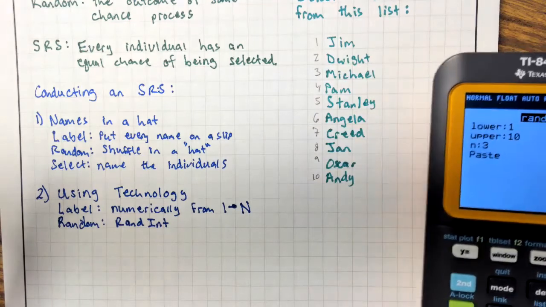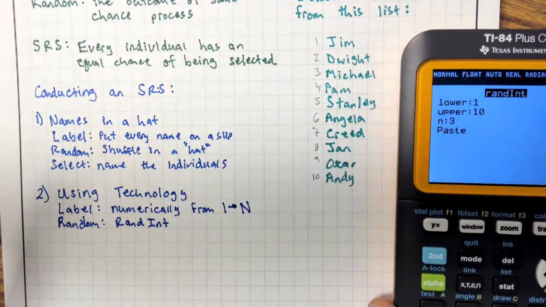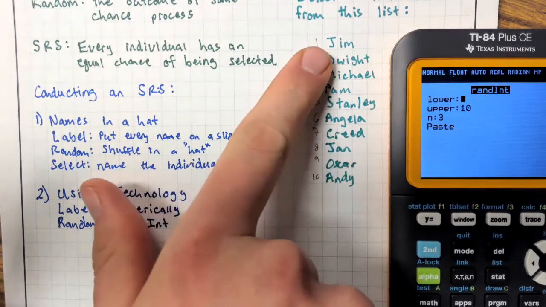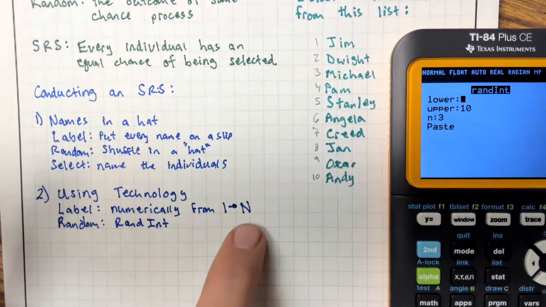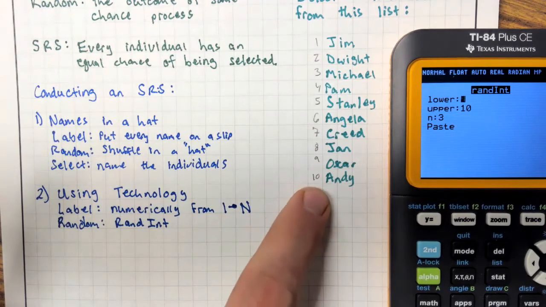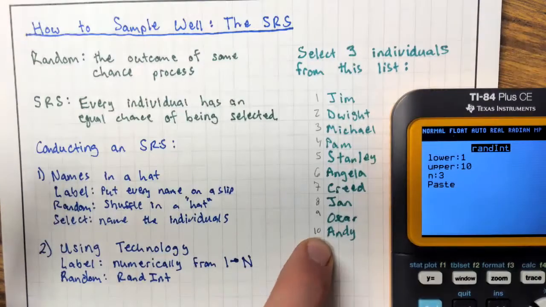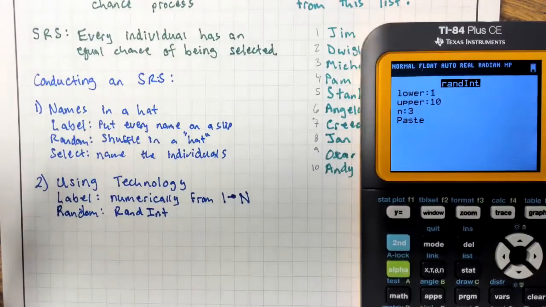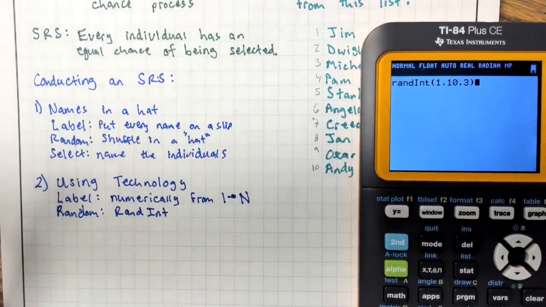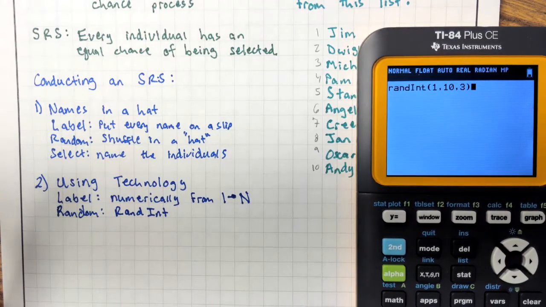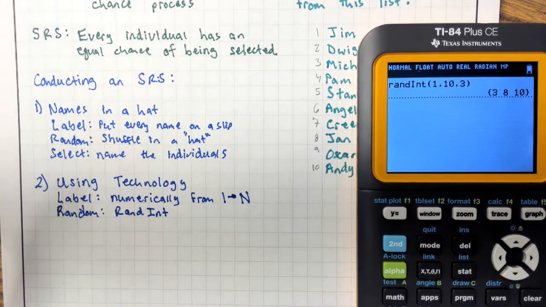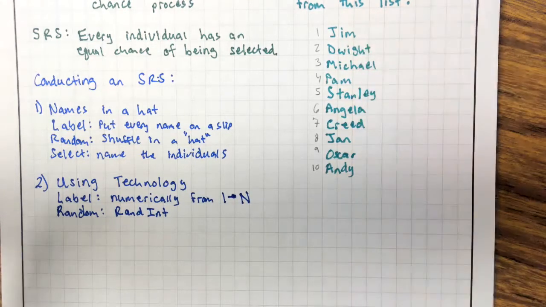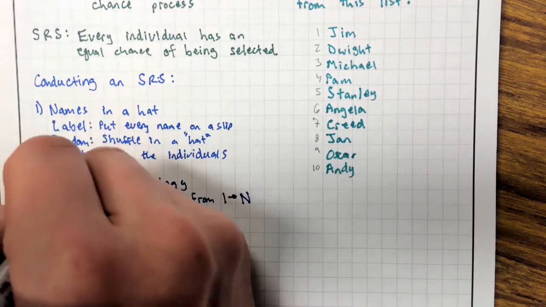Perfect. So that is set up correctly. Awesome. The lower number is where we're starting our list at, which is 1. Upper is the population size, essentially, which here is 10. And I'm selecting 3 individuals from that list. So 1, 10, 3. randInt, hit enter, and it will select 3 random integers for you. So I've selected 3, 8, and 10. So now we select.